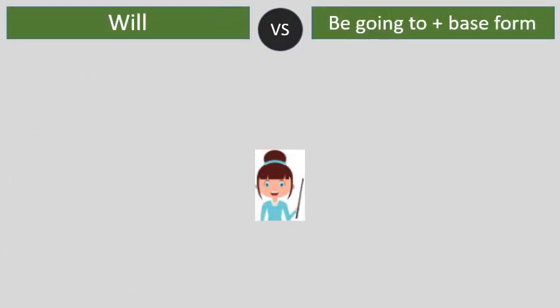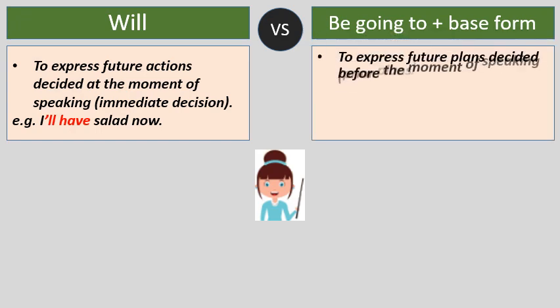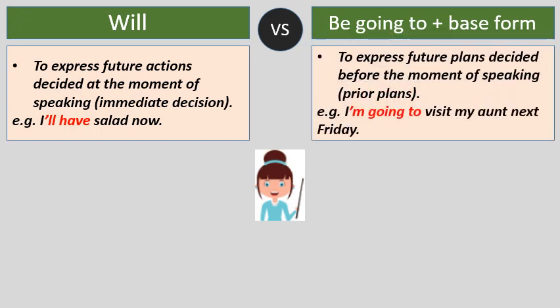Let's see what is the difference between will and be going to plus base form of the verb when we use it in future tense. Will is used to express future actions decided at the moment of speaking. Means when we take immediate decision. For example, I will have salad now. Be going to plus base form of the verb is used to express future plans decided before the moment of speaking. Means when we have already planned something in advance. Means prior plans. For example, I am going to visit my aunt next Friday.